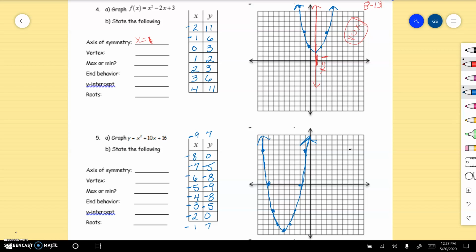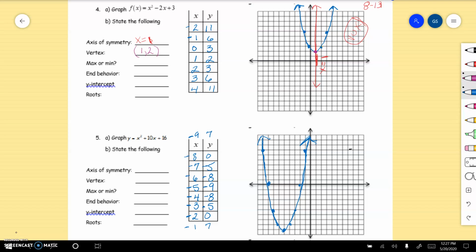Okay, the vertex. Well, the vertex is just the point where the parabola turns from going down to going up or vice versa. So it's this point right here. So that's (1, 2). It is a point, so you put parentheses around it.